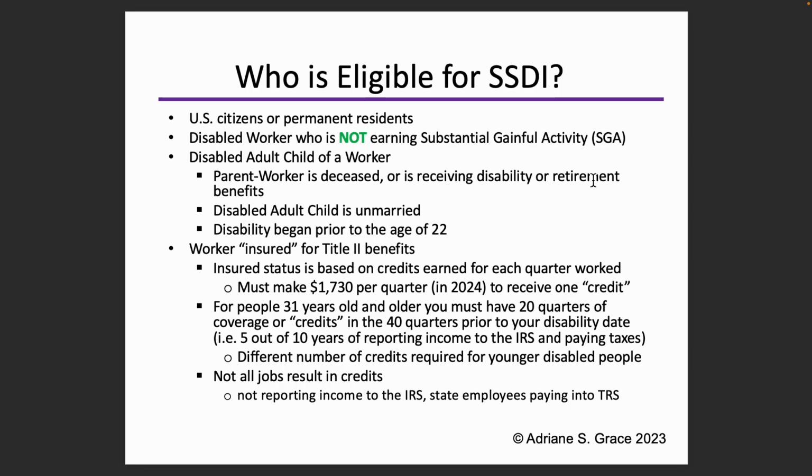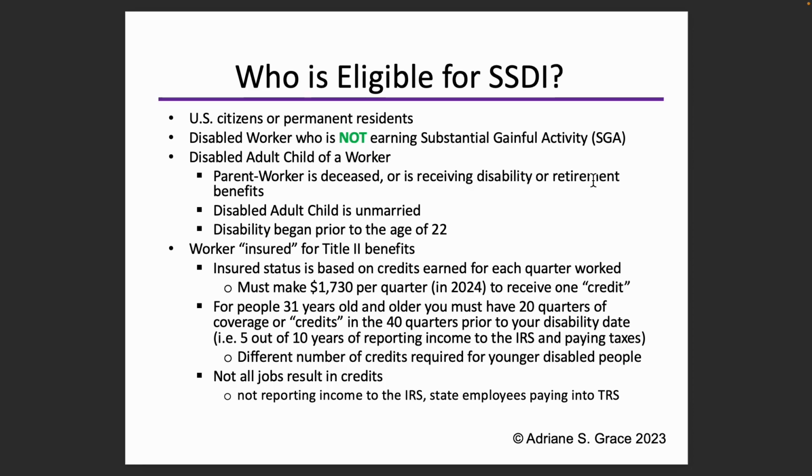Okay, so let's talk about eligibility. Program rules require that the individual be a U.S. citizen or permanent resident. So if you're here on a visa, there isn't a benefit available until you become a permanent resident or a U.S. citizen.